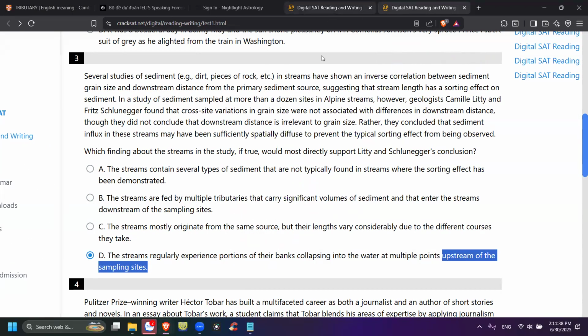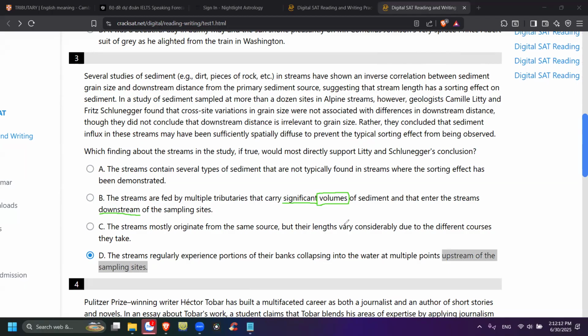But sorry, I think the main thing here is the volume of sediments, and it has to be a significant volume. Significant volumes. So cái cục bự bự á, it's like a big volume of sediments. I think it's like a huge chunk of sediment, as you said. Enter the stream, downstream. Downstream, upstream.